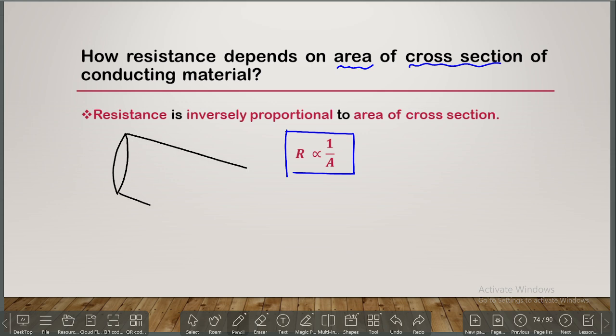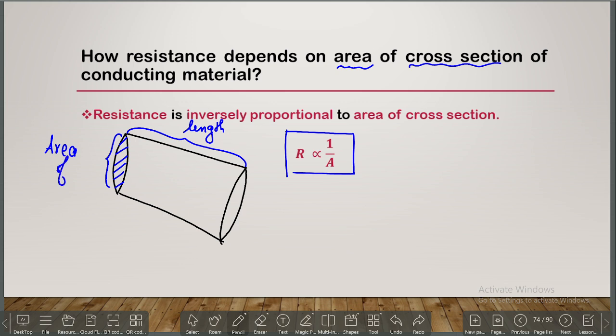We all know the shape of the conducting material will look like a cylinder, and this part of the conductor only we call the length, whereas this segment is the right. This part of the wire we call the area of cross section, represented by the letter A.